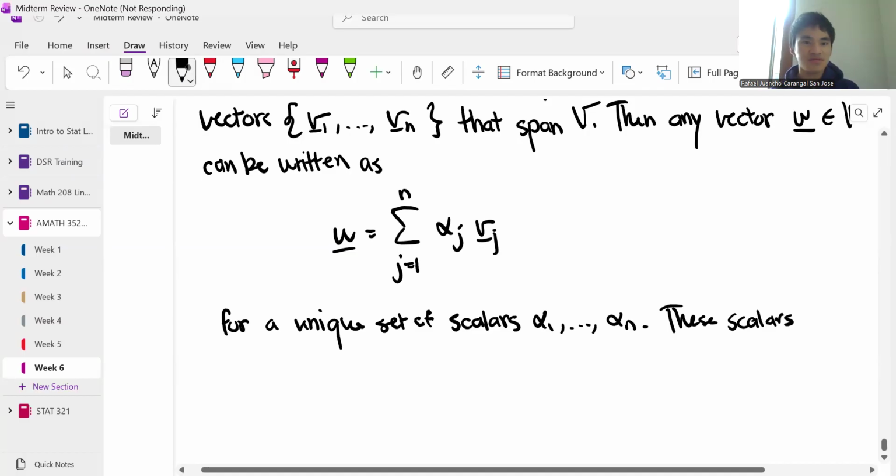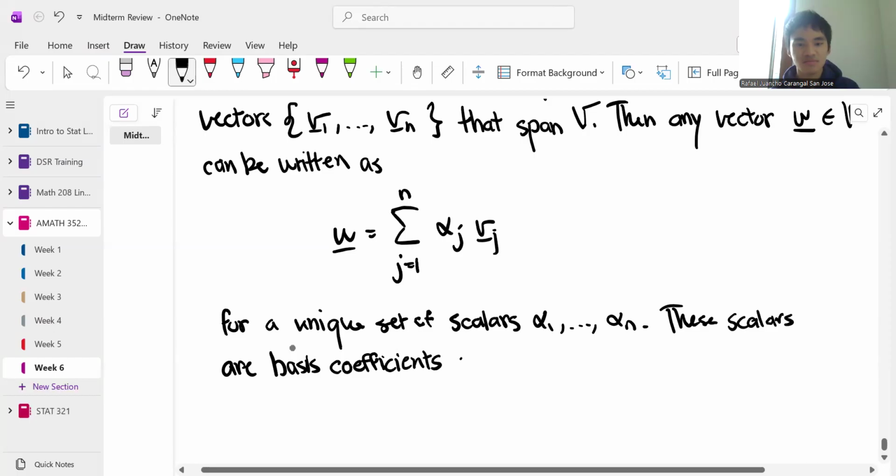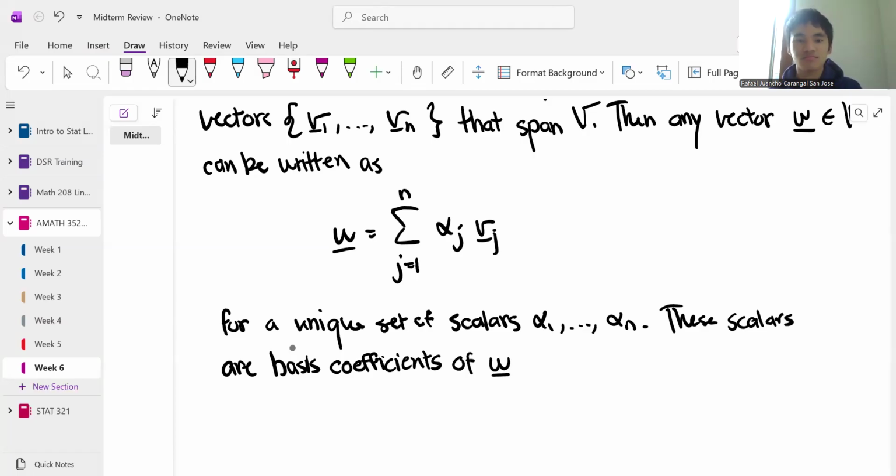okay, let's wait for this to load. I feel like I know why it's loading a while, because I put so many in the same file. So I'm going to switch over to the next one after this. So these scalars are what we call the basis coefficients of W. All right.